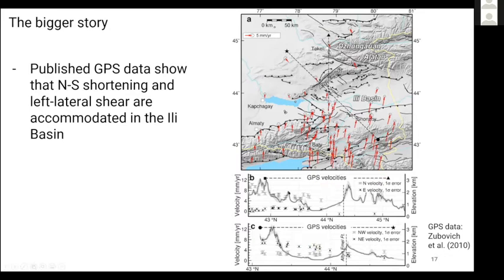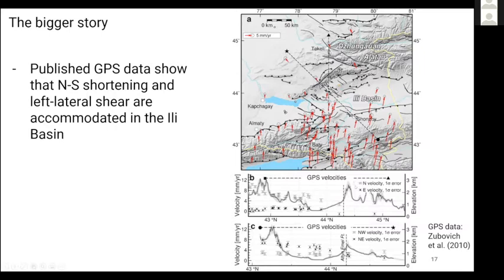And here I plotted the north-south velocities. That's the white dots here. And you can see here in the Ili Basin, these velocities drop from about 6 millimeters per year down to about 3 millimeters per year. So this means there's north-south shortening of a few millimeters per year taken up here in the Ili Basin.